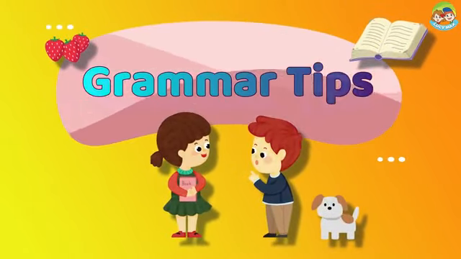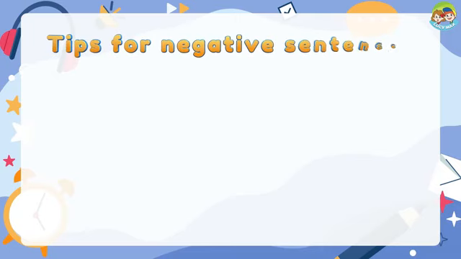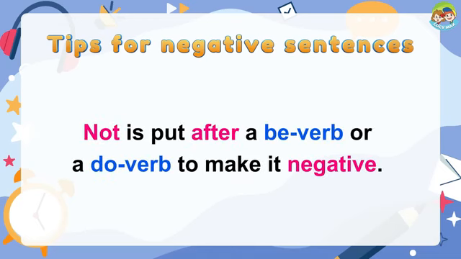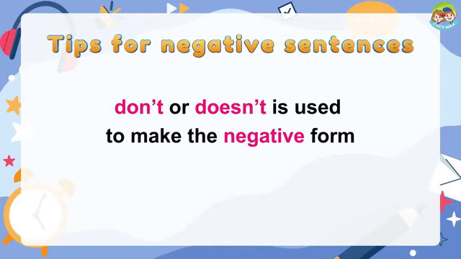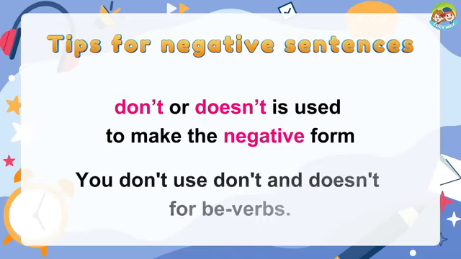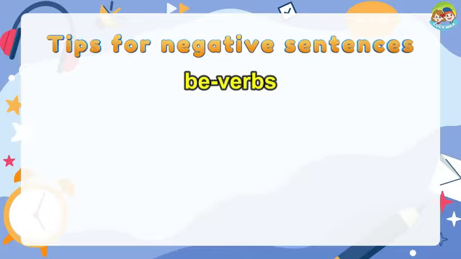Grammar tips. Tips for negative sentences. Not is put after a be verb or a do verb to make it negative. Don't or doesn't is used to make the negative form. But you don't use don't and doesn't for be verbs. Let's look at the be verbs.